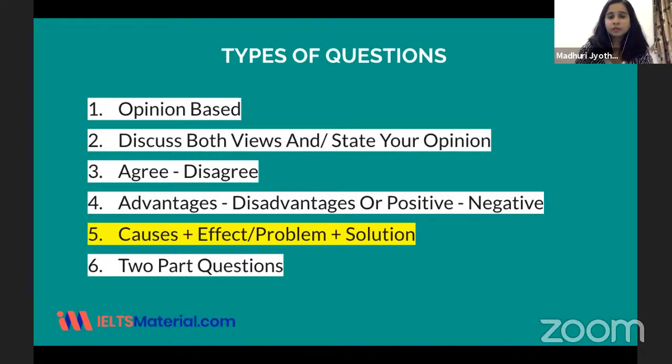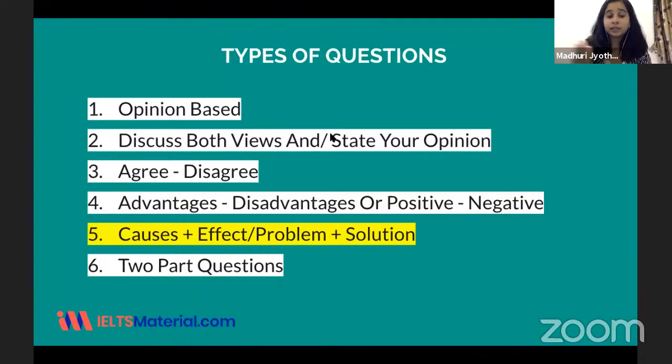Okay, so there are types of questions. First one is an opinion based, which means that you will be asked to give an opinion on a particular statement that is given to you. Okay, discuss both views is when they would give you a statement and you have to talk about both sides of the statement. Unless you're asked for an opinion, you don't need to mention that in discuss both views. Okay, then comes agree disagree essay.